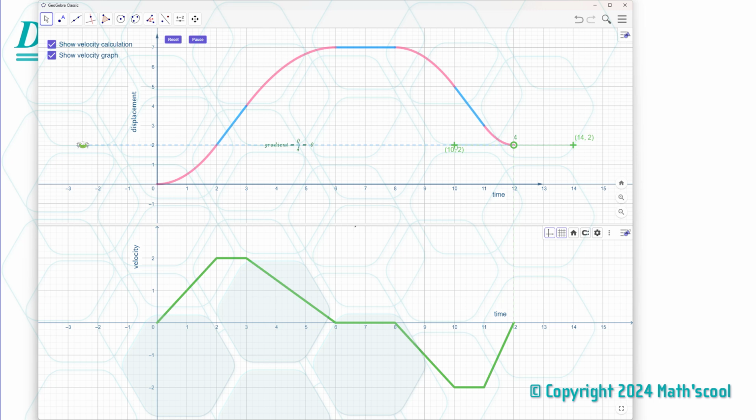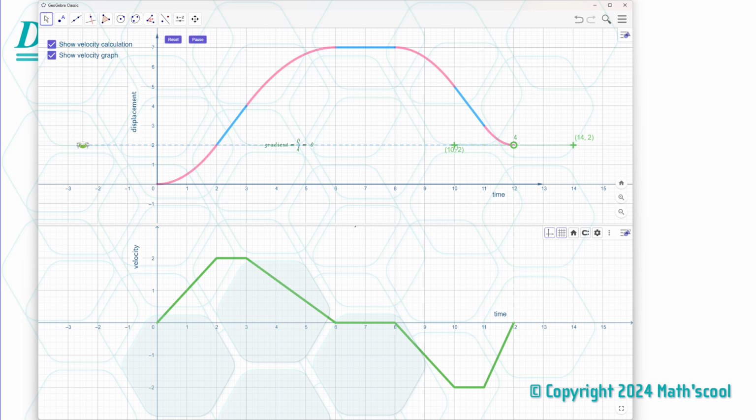Okay, so from here to here, what you see is the gradient is getting less and less and less. And so you see his velocity is getting less. And by here, the gradient is 0. So you can see the velocity is decreasing and decreasing. And by 6 seconds, the velocity has dropped to 0.